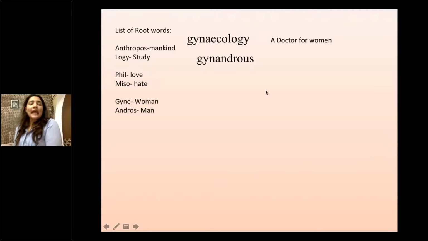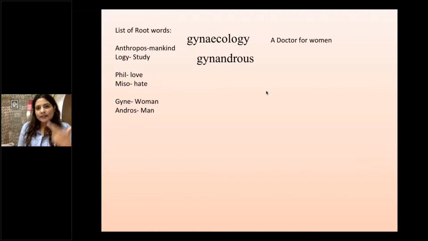Next word, gynandrous. With andros, we come to the next root word. Just like gynae is a root word for women, andros is a root word for men. Andrew was actually a person who's a male chauvinist. Everything was supposed to be rotating around men. So with this word came the word androus. Androus means men.